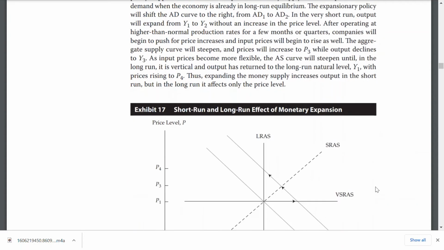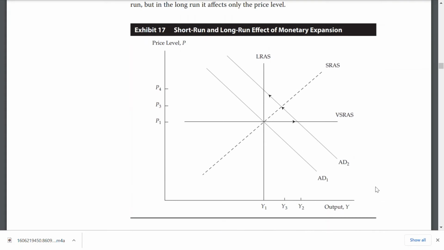So here's the diagram. It shows the shifts in the AD from AD1 to AD2 and the effects of long-run aggregate supply and short-run aggregate supply. They take a neoclassical interpretation of the long-run aggregate supply. I personally like the Keynesian interpretation a little bit more, but that's just how the CFA goes. The economics section really cuts down to the bare bones.